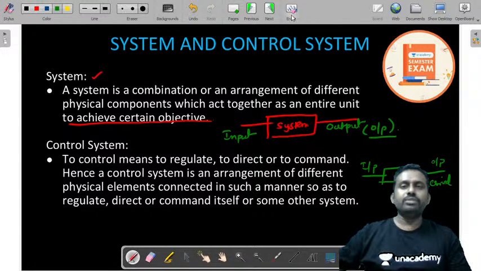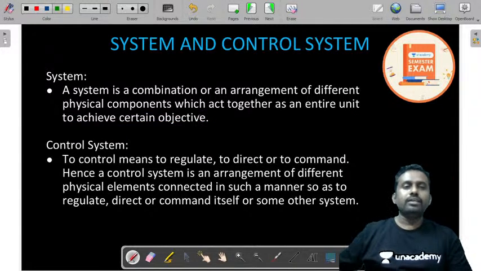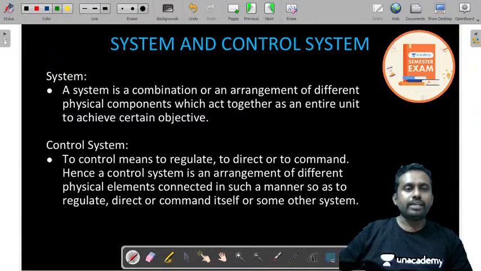So the basic difference between a system and a control system is that a system is a combination or an arrangement of different physical components which act together to meet a certain objective. And a control system is to command or regulate itself or any other systems. So hope you are clear with this system and a control system.